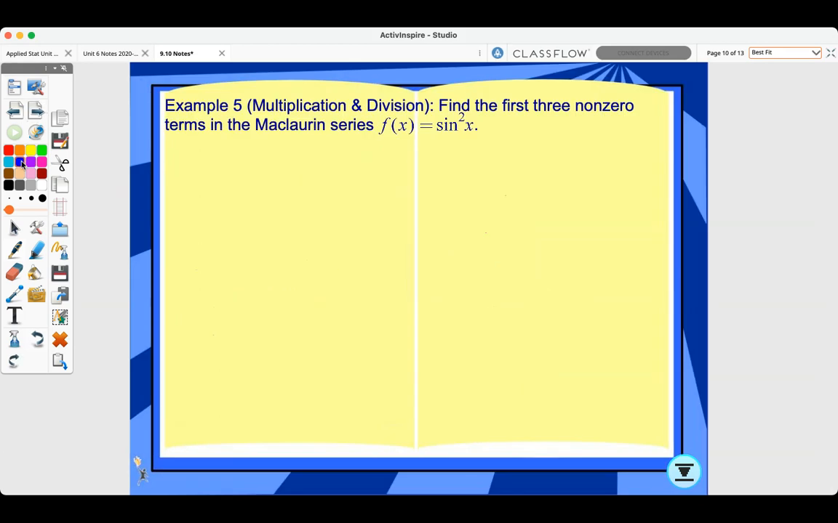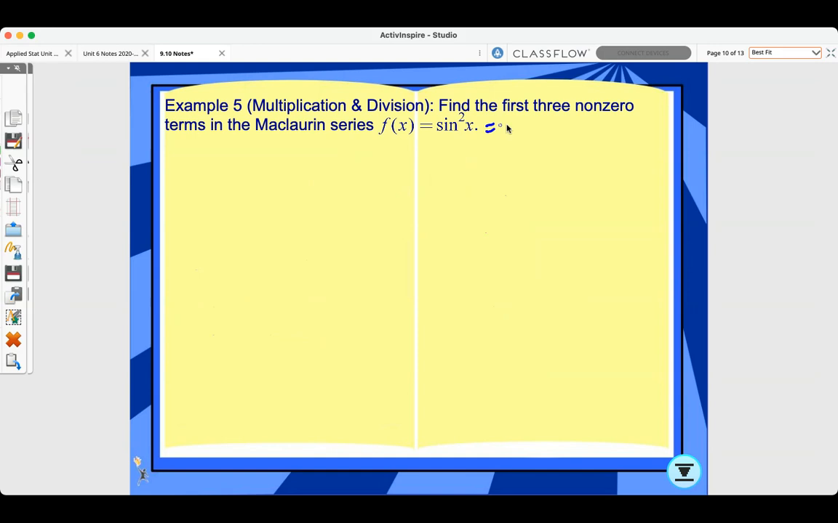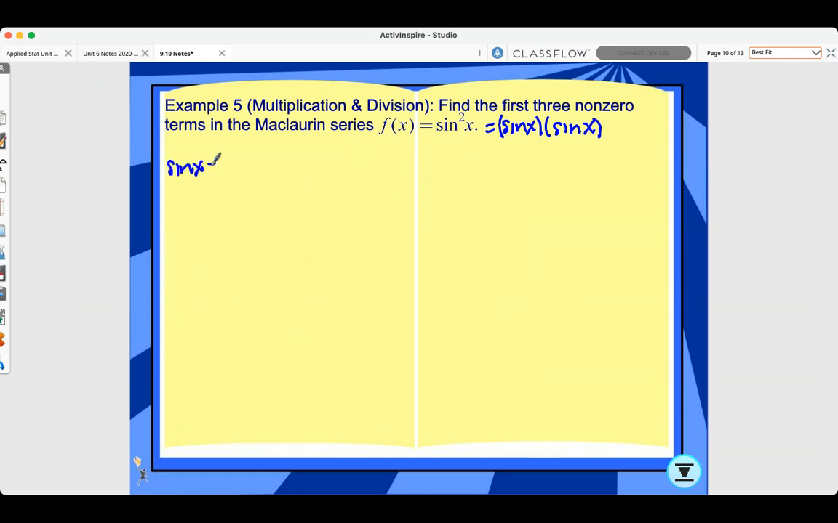So let's look at example 5. Find the first three non-zero terms in the Maclaurin series, f of x equals sine squared x. So we need to remember that this equals sine x times sine x. And we know that our series of sine x is x minus x cubed over 3 factorial plus x to the 5th over 5 factorial minus dot, dot, dot. So if I want to find the first three non-zero terms, I have to just multiply this together twice.